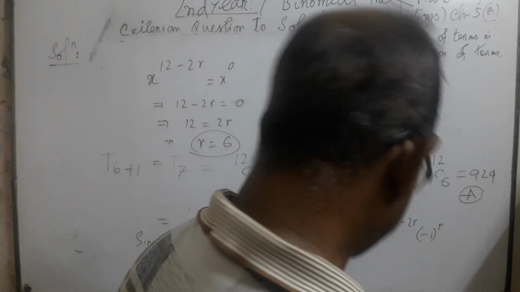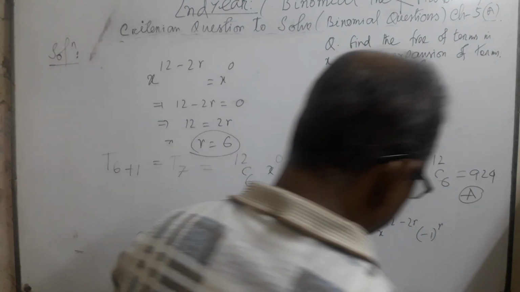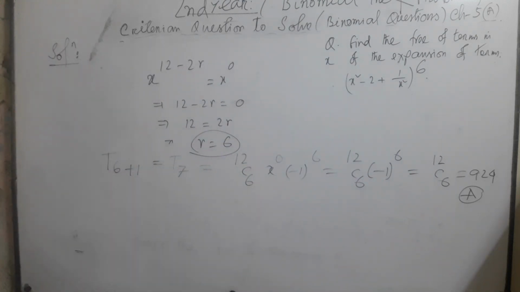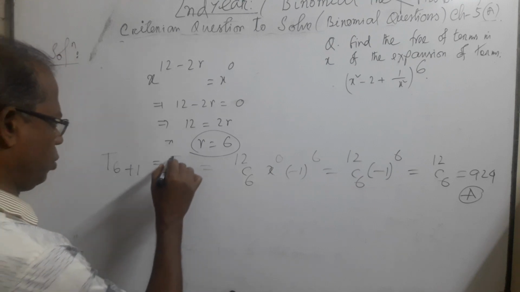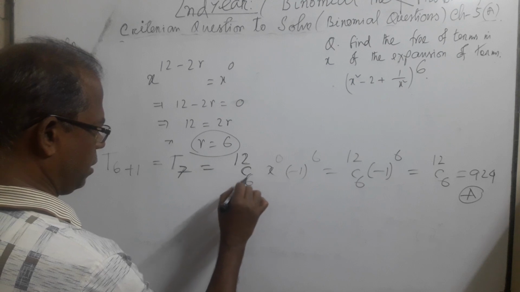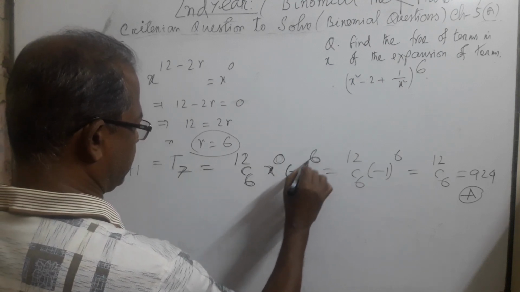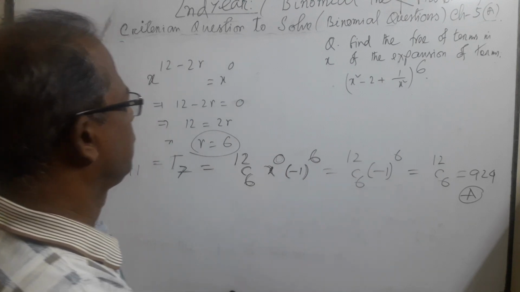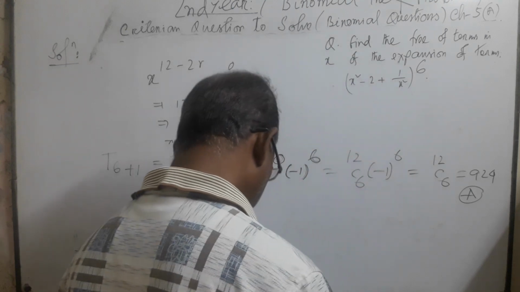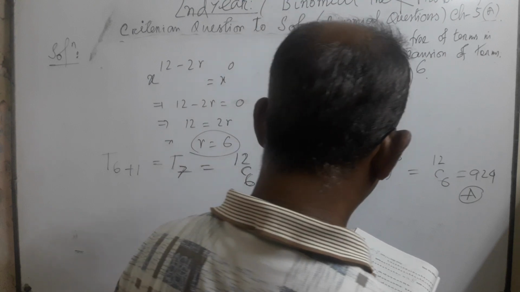This is an easy thing and you have to practice it at any moment or any place. T7 equals 12C6 x to the power 0 times (minus 1) whole to the power 6, which equals 924. It is easy math, and you should solve such questions anywhere.